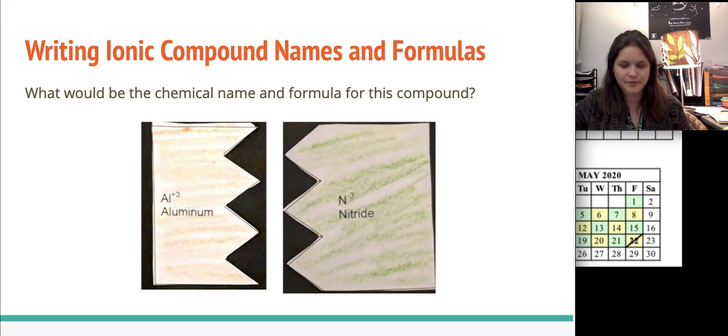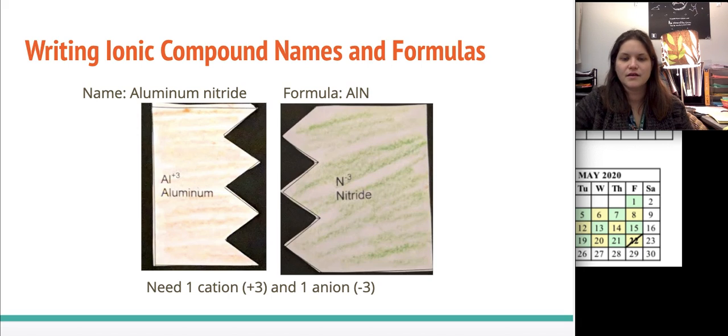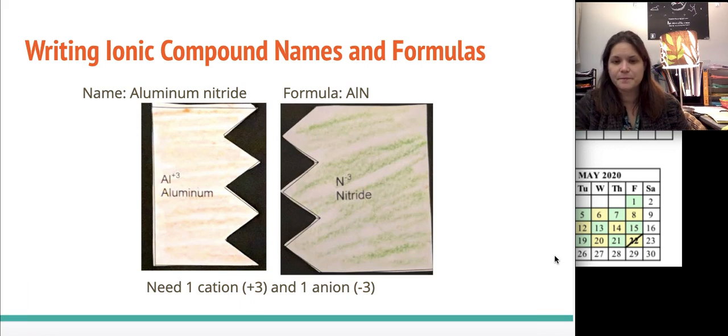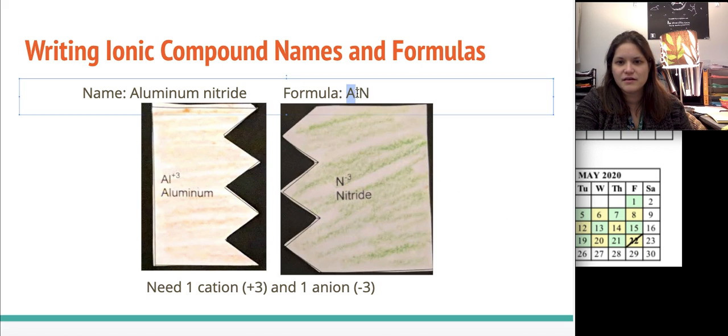Okay, our next example is aluminum and nitride. So what would be the chemical name and formula for this compound? All right, so if we put these together, we've got one cation that is a +3 and one anion that is a -3. Those are balanced. Those are good to go. So we just need 1 and 1. So there are no subscripts in this. We just put the symbol for aluminum, Al, and the symbol for nitrogen, N, and you're good to go, AlN. Since there's 1 and 1, we don't need any subscripts.